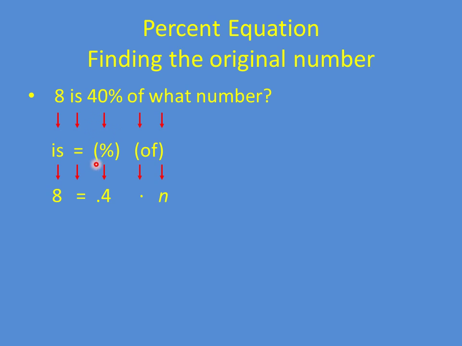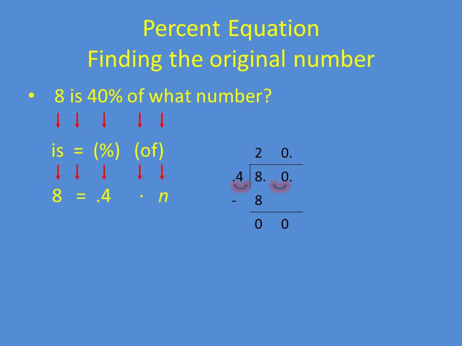My percentage is changed to a decimal because I moved it 2 spaces to the left, so I end up with 4/10 in this case. And then my of and my variable come straight down because I don't know what number I am. My numbers are on opposite sides of the equal sign, so I'm going to divide once again, and I'll be dividing by a decimal. So I've got to remember that I'm going to move that decimal over before I divide, so that my divisor is a whole number.